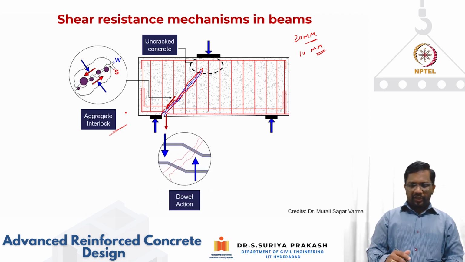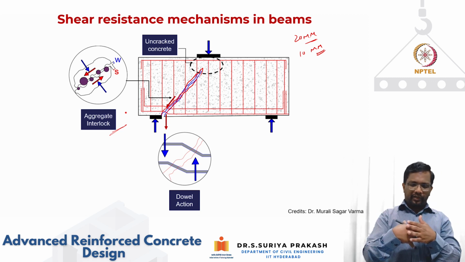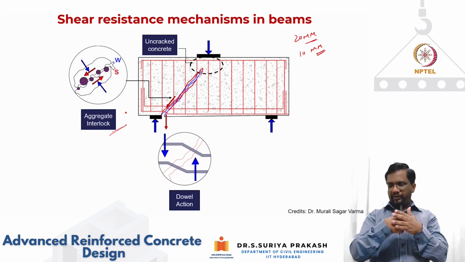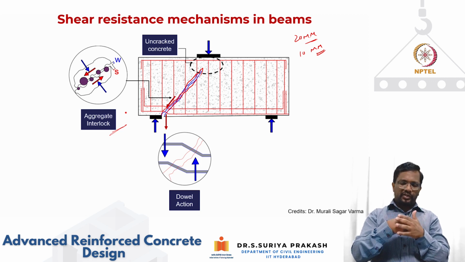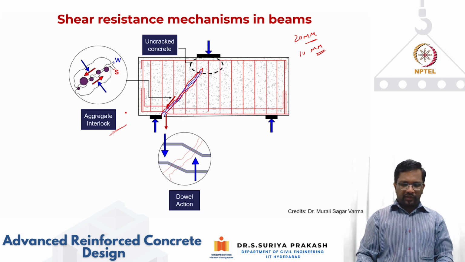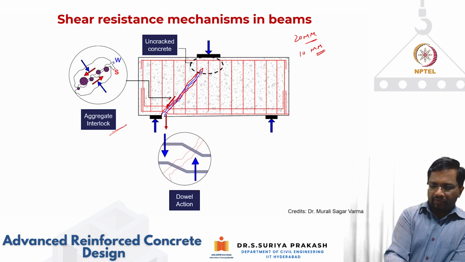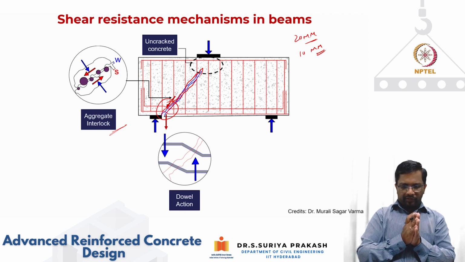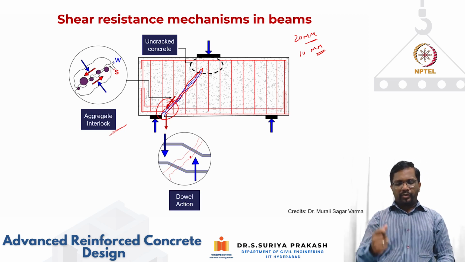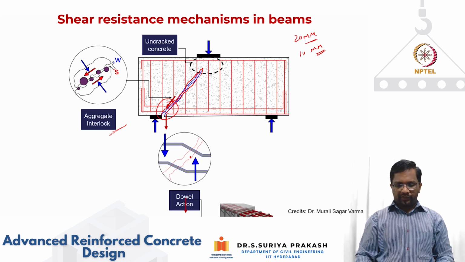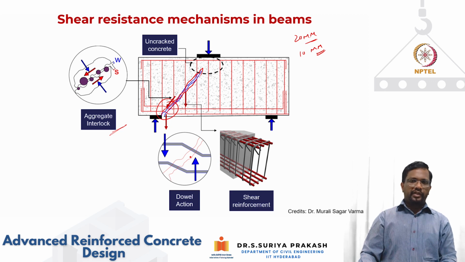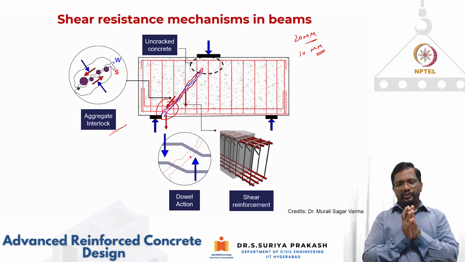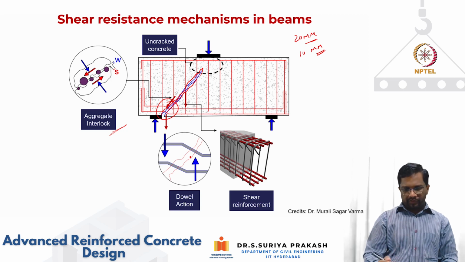Then we have dowel action. Imagine that you have a reinforcement that is connecting these two cracked elements. When these two elements try to slide against each other, the reinforcement is not going to let them slide, so you generate this dowel action. Dowel action is from your reinforcement. If you put a lot of longitudinal bars, they will not let these cracked elements slide against each other. So there's going to be the vertical component of this rebar that gives me resistance for shear. In addition, we also put a lot of shear reinforcement that is going to arrest this diagonal crack and keep the crack width very low so that all other components can contribute to load resistance.